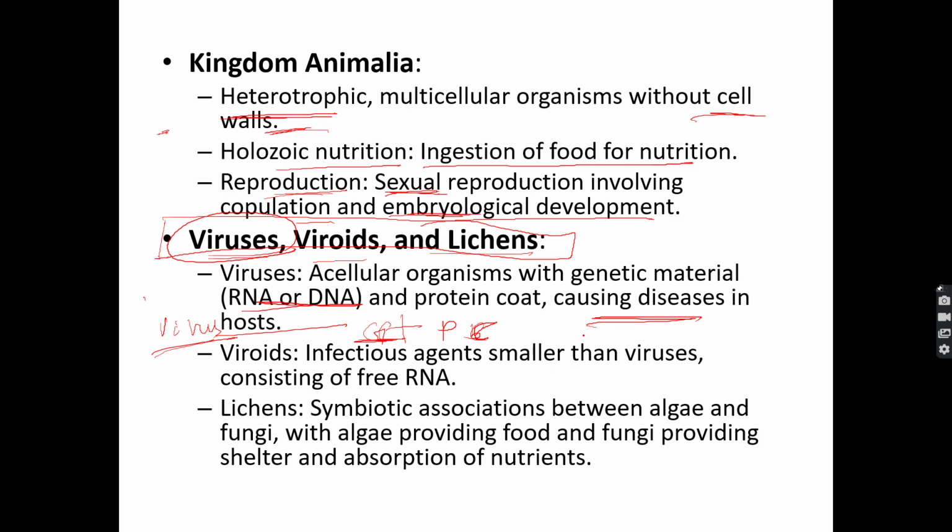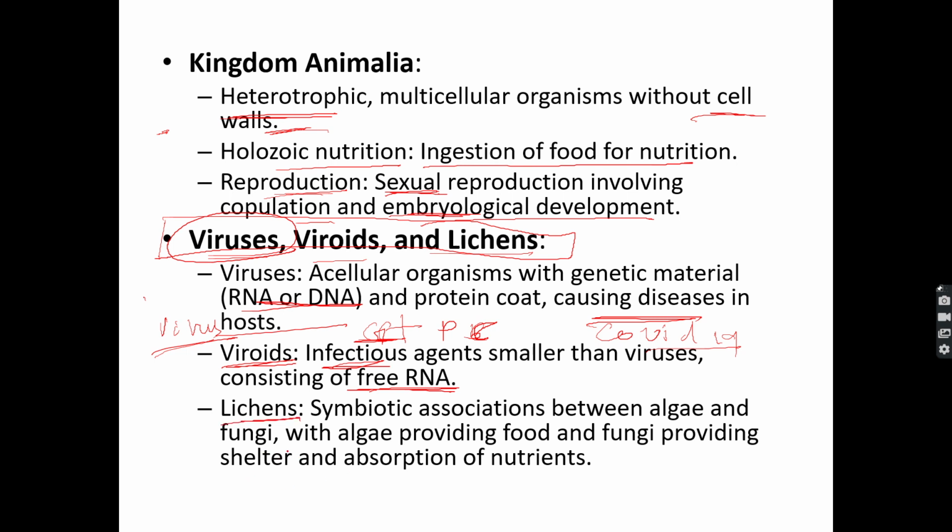Recently we faced a great problem because of these viruses, that is COVID-19, right? It was a virus, coronavirus we call. Next is the viroids. Viroids are similar to viruses. They are actually smaller than viruses, and the difference is that they do not have any protein coat. They are just free RNA.